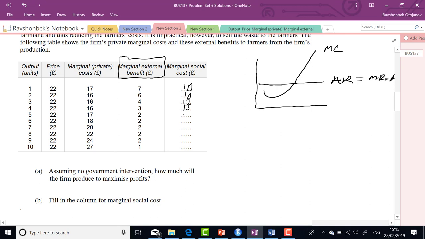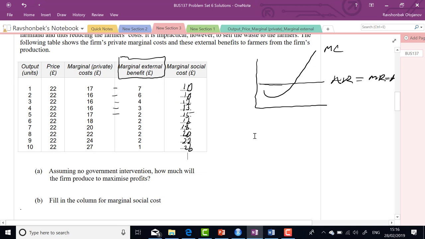Fifteen. Where are you reading that? 15? So that's what? Minus? And that is 15, isn't it? 16, 18, 26. So these are my marginal social costs now. Do I have the graph here? Now, what do we do now? One thing, this is, yeah, fine. What do we do now?